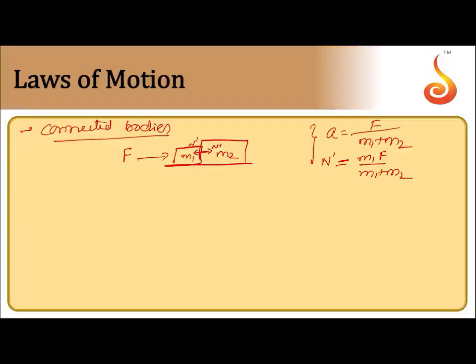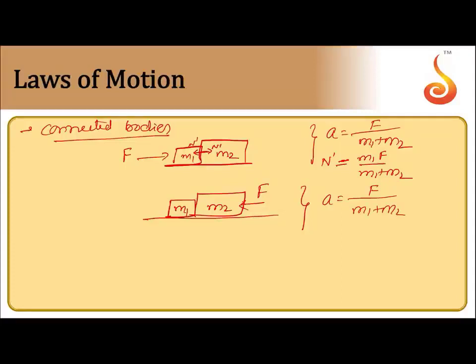I have not shown the calculations here. It is simple. You draw the free body diagram and analyze. Suppose I consider this case, m1 and m2. This time I am applying the force from this side. Say F is applied from this side. Guess what? Acceleration is again F divided by m1 plus m2. The normal reaction between these two, suppose N double prime is the representation, N double prime is equal to, guess what should be the equation? You are right, m2 F divided by m1 plus m2. Isn't it? Simple.